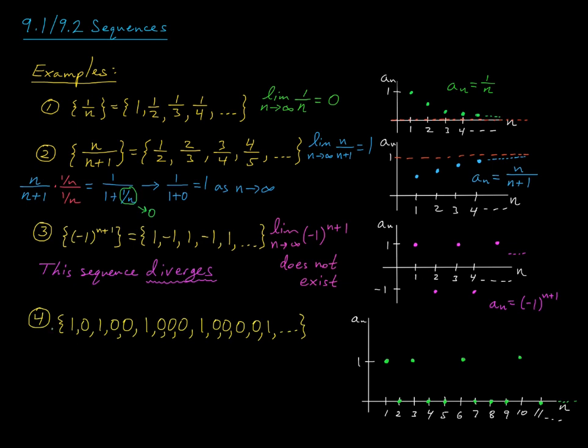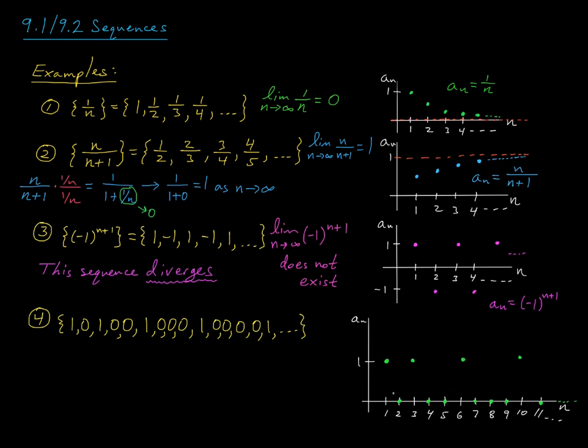The fourth example is a little bit more subtle. It's 1, 0, 1, 0, 0, 1, 0, 0, 0, and so on and so forth. So the string of zeros is increasing in length as we move from string to string. A very common answer here is that this sequence converges to 0, and the thinking there is that the string of zeros is becoming arbitrarily long as we move further and further out in the sequence. And while that is true, the problem is that you're always going to have a 1 down the line.